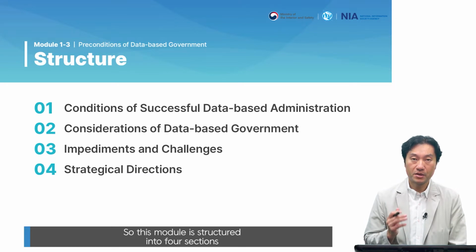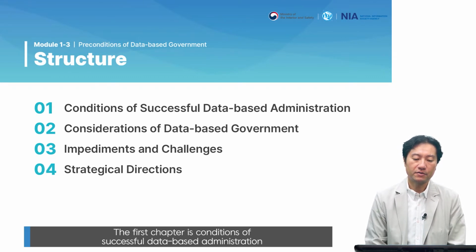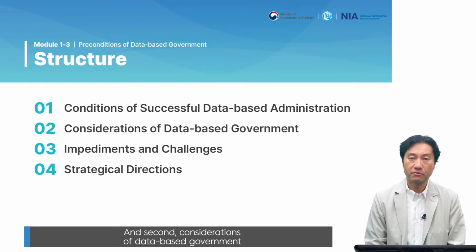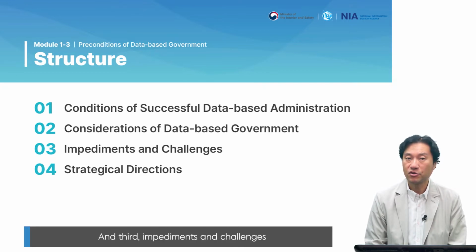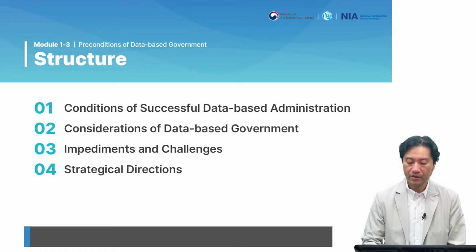So this module is structured into four sections in alignment with the objectives. The first chapter is conditions of successful data-based administration. And second, consideration of data-based government. And third, impediments and challenges. And finally, I will conclude with strategic directions.